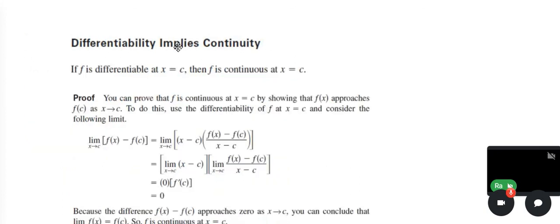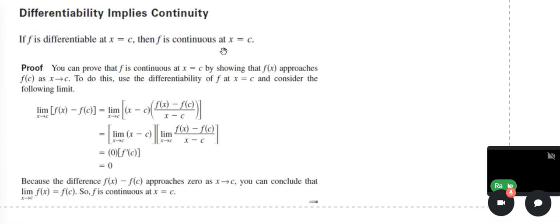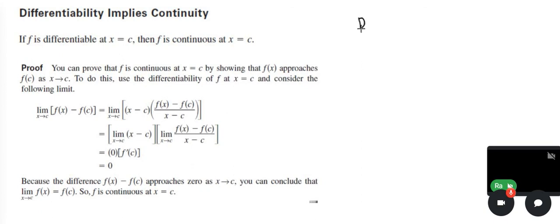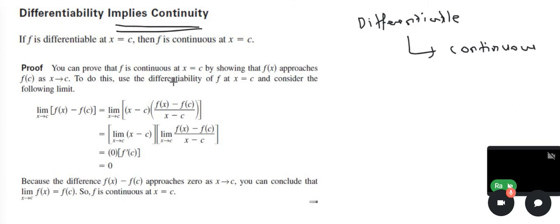Differentiability implies continuity. Yes, this is an appropriate statement. When we say any function is differentiable, the result of this is that it is obviously continuous. So we have the statement: differentiability implies continuity. We will see the reverse of it, which is actually not true.